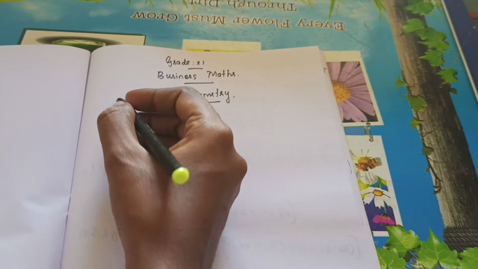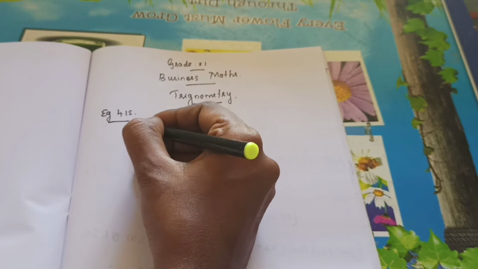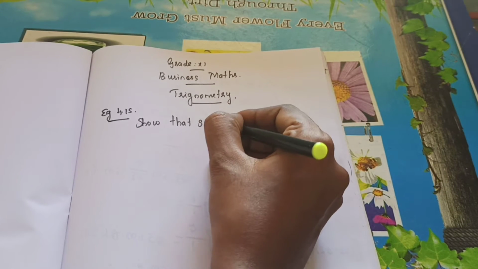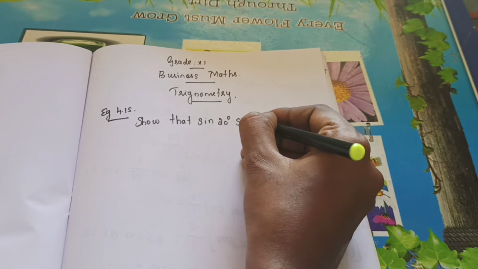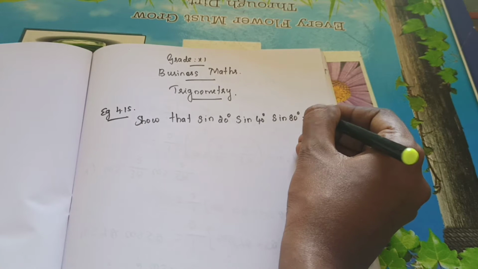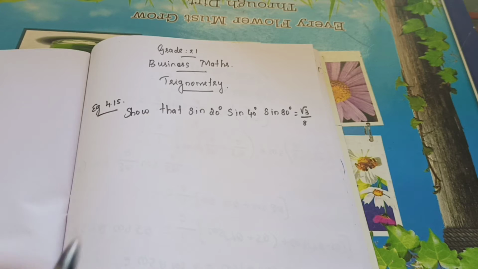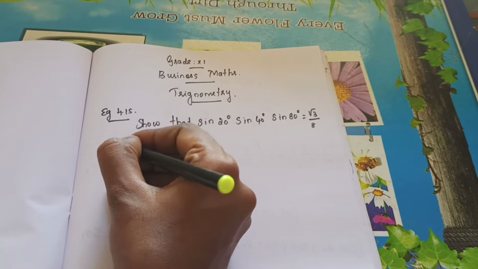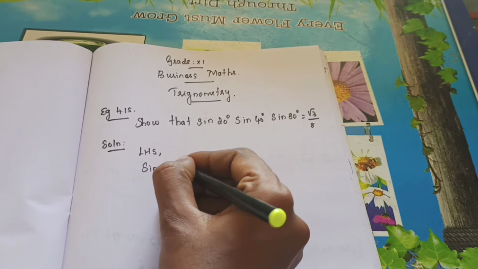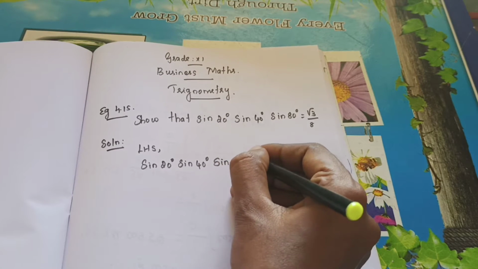So we have completed example 4.14. We will start from example 4.15. Show that sine 20 degree, sine 40 degree, sine 80 degree equals root 3 by 8. You need to prove the value is equal to root 3 by 8. Okay, so first you will take the LHS. What's the LHS? Sine 20 degree, sine 40 degree, sine 80 degree.